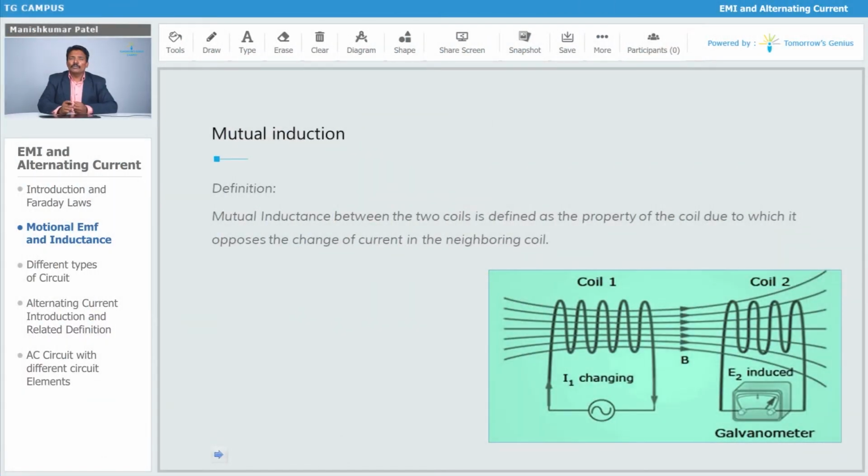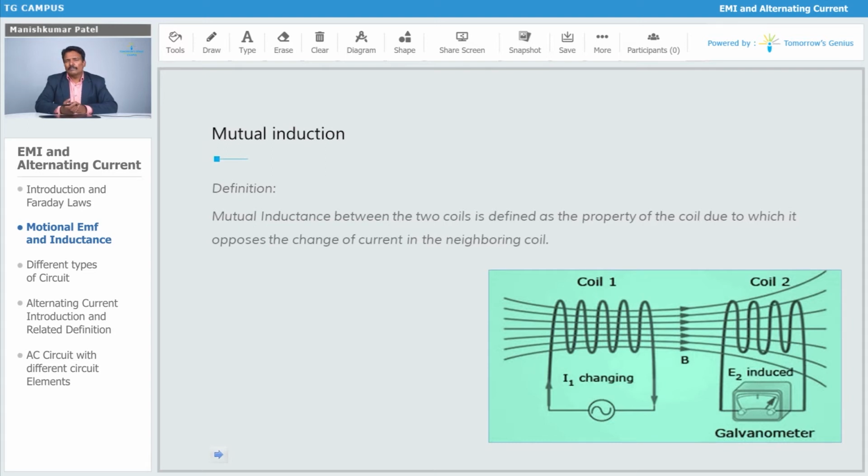So again, when you come to mutual induction, what happens in mutual induction? If you see in the figure, I have just shown two circuits, and in between those two circuits there is no direct connection. The mutual inductance between the two coils is a property of the coil due to which it opposes the change of current in the neighboring coil.